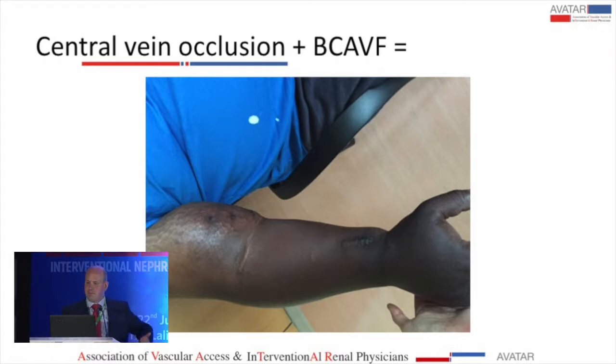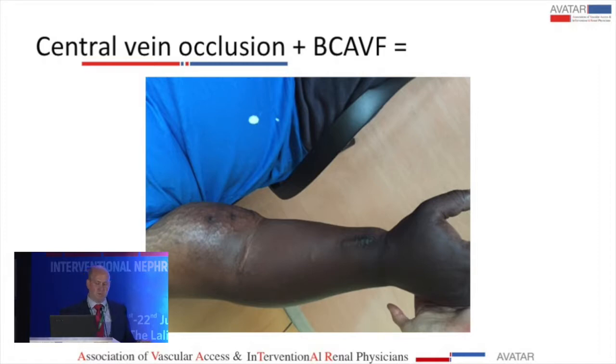You can do the same thing with a Gore hybrid graft as you can with a hero. Possibly there's an advantage because the thing doesn't cross into the SVC. You can just treat one central vein instead of putting it down the common channel of the SVC. That lasted less than 6 months before it needed a declot.